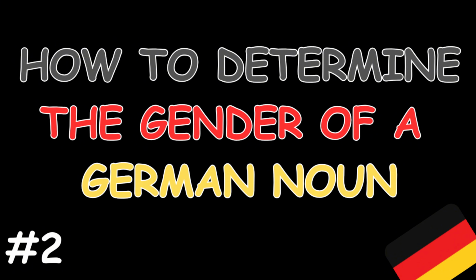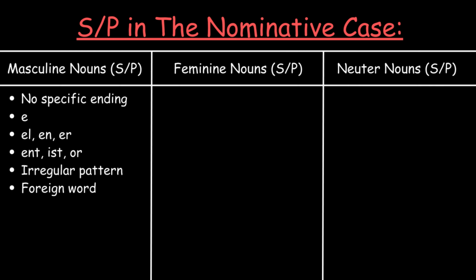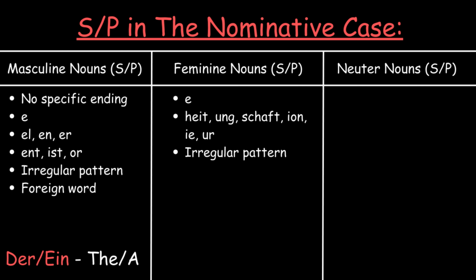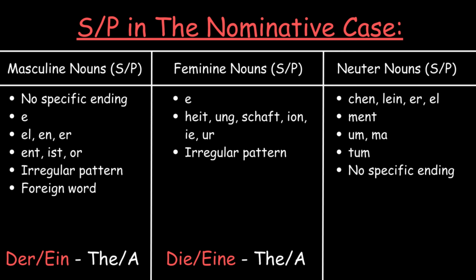Here's a short recap. In German, you can find masculine nouns that have the following endings, and the articles that they will follow are der and ein. You can also find feminine nouns with these endings, and the articles that they will follow are die and eine. Neuter nouns can have these endings, and they will follow the articles das and ein.